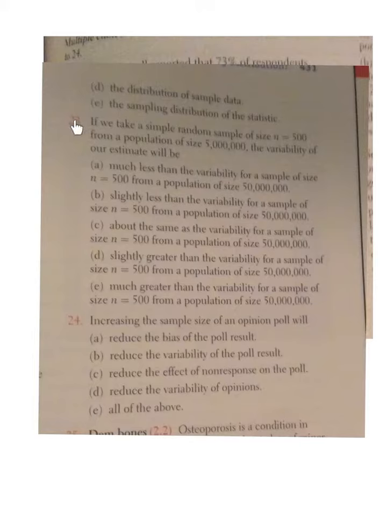Okay, let's look at number 23. If we take a simple random sample of size 500 from a population of 5 million, the variability of our estimate will, if you look at all these choices, the sample size stays the same. That is what affects the variability, the sample size, not the size of the population. So regardless of if we take a much bigger population, from 5 million to 50 million, the variability will stay the same. Okay, the size of the population does not matter. The size of the sample does.